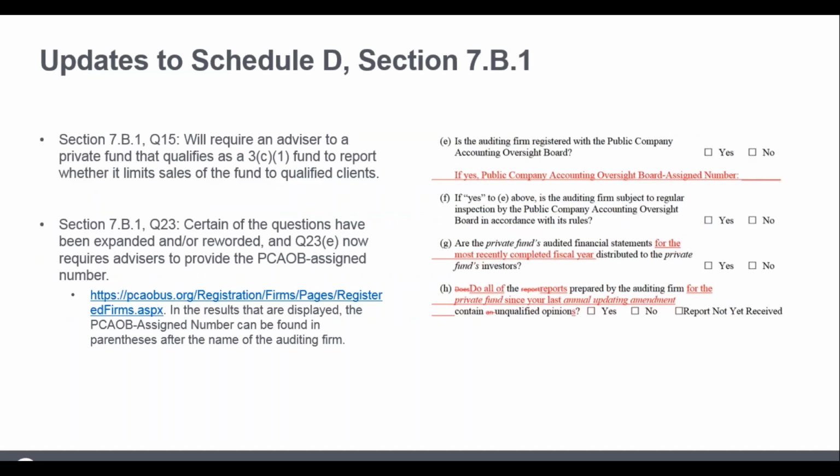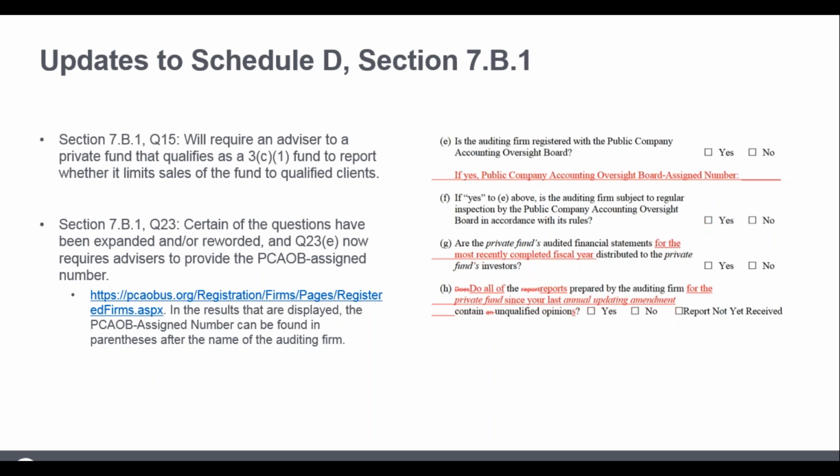So on to some additional miscellaneous updates. There have been some updates made to the Schedule D, Section 7B1 that you complete for your private funds. To the extent that you're operating a 3C1 fund, you're now going to need to disclose whether you limit sales of that fund to qualified clients.